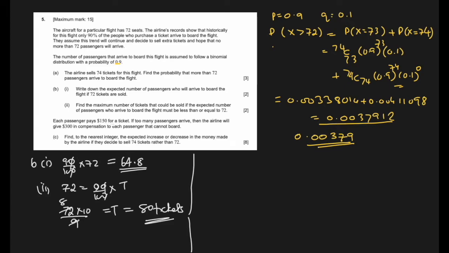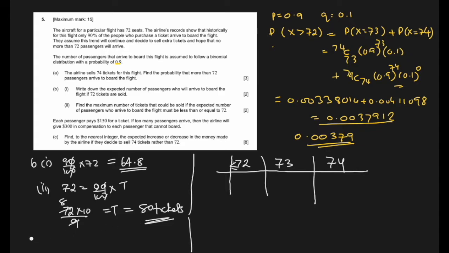Each passenger pays 150 for a ticket. If too many passengers arrive, then the airline will give 300 in compensation to each extra passenger. Okay. C, find to the nearest integer the expected number of increase or decrease in money made by the airline if they decide to sell 74 tickets rather than 72. Okay, so that means there are three possibilities: 72 or fewer, 73, and 74 people arrive. They sold 74 tickets.